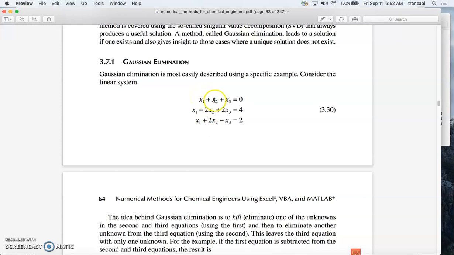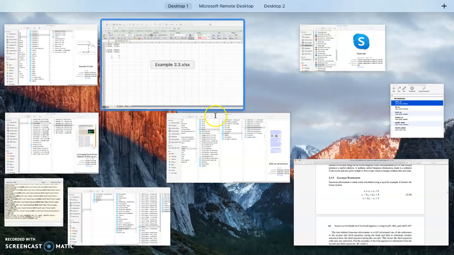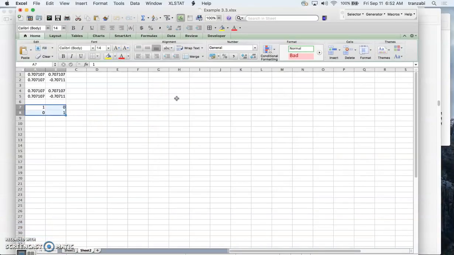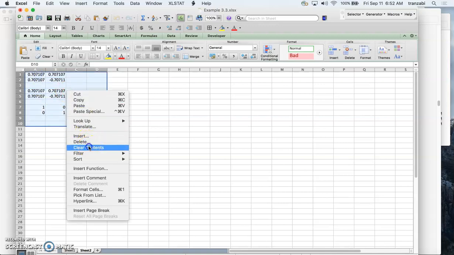So the coefficients, after we move all the variables to one side, like all variables are on the left side of the equal sign, the coefficients for the first equation are 1, 1, 1. For the second one it's 1, minus 2, plus 2. And 1, 2, minus 1 for the third equation. So let's write them in a matrix. Okay, so I'm going to close this, clear this up.